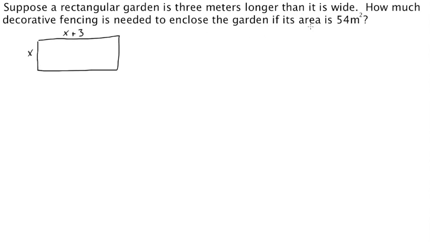We're also told that its area is 54 square meters. We know how to find the area of a rectangle. We're going to take the product of its two dimensions. So with that information, we're pretty sure that we can solve for x. So the area of this rectangle is going to be x times x plus 3. But we're told in the problem that's going to be 54. So x times x plus 3 equals 54. We multiply everything out. x squared plus 3x equals 54.